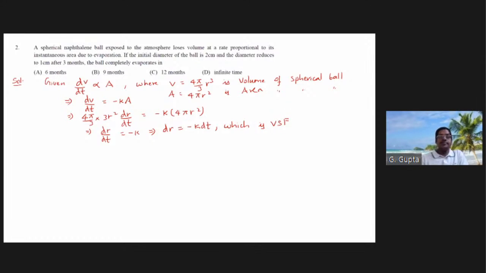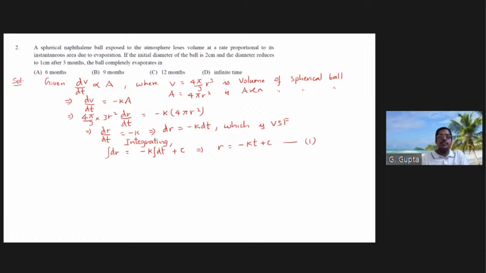So integrating, we get integral dr is equal to minus k constant, take out, integral dt plus c. This implies integral dx is x, so integral dr is r, integral dt is t, so r is equal to minus kt plus c. Let us denote this as equation 1. Now go to the conditions.